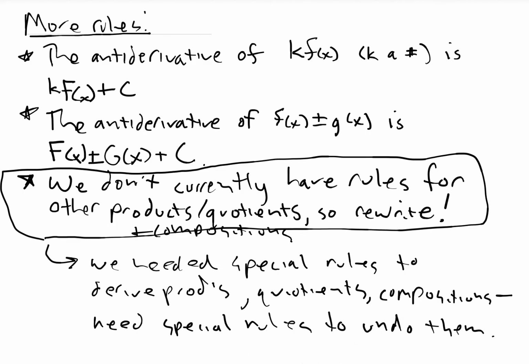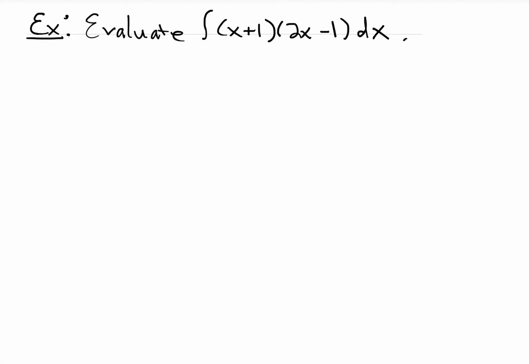Okay, so here's an example of what I mean. Let's say that I want to evaluate the indefinite integral of this product. Right, now remember, this was just a fancy way to say I want to take an antiderivative of this function. That's it. Now, it's a product. I can't antiderive products of functions yet. But what I can do is rewrite it so it doesn't look like a product anymore.